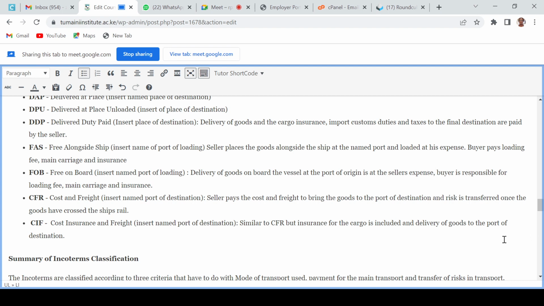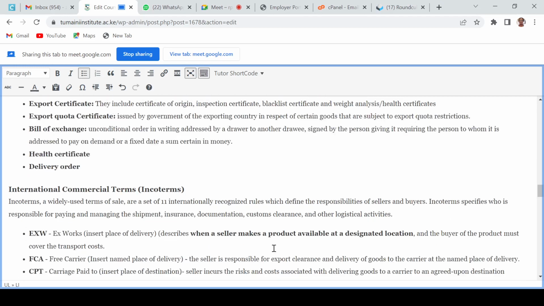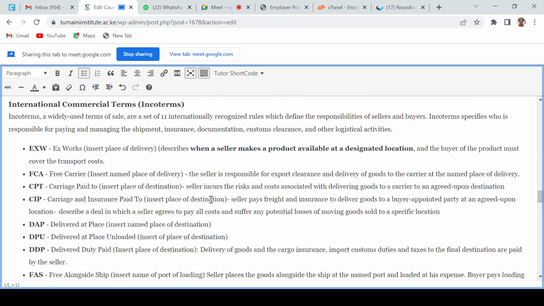And then finally, we talk about cost, insurance and freight, CIF. So similar to CFR, but insurance for cargo is included and delivery of goods to the port of destination. So CFR, cost and freight, CIF, cost, insurance and freight, they are all included. So those are the common 11 Incoterms that you will find commonly used in the export trade.